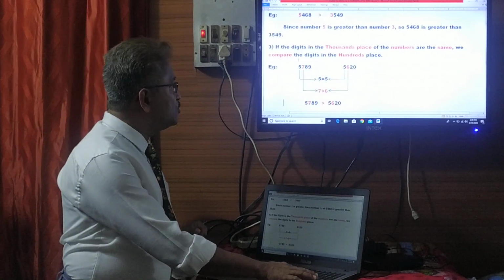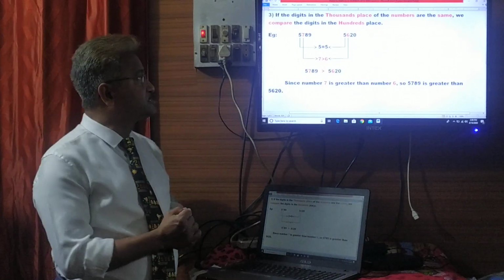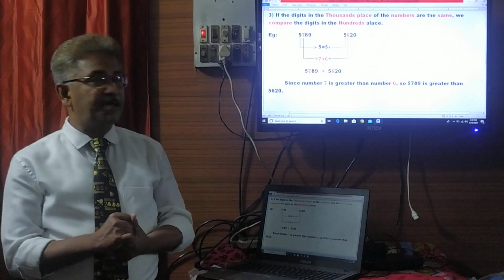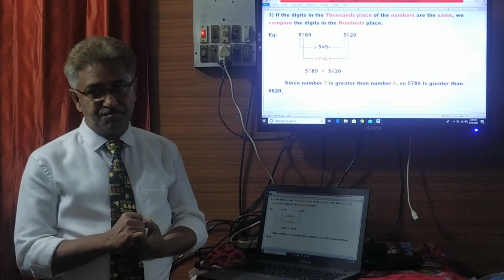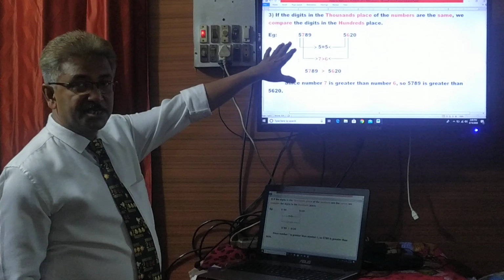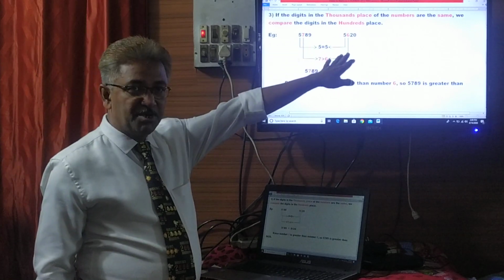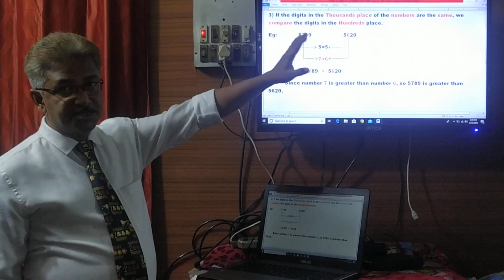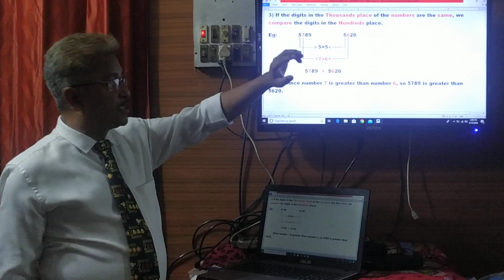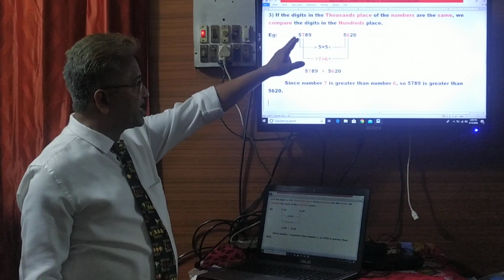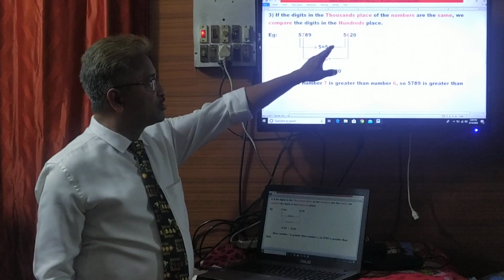Moving to the third rule, if the digits in the thousands place of the numbers are the same, we compare the digits in the hundreds place. Now looking at the example, we have a 4-digit number here and a 4-digit number there. So the number of digits are the same. The digit in the thousands place of the first number is 5 and of the second number is also 5. So 5 is equal to 5.